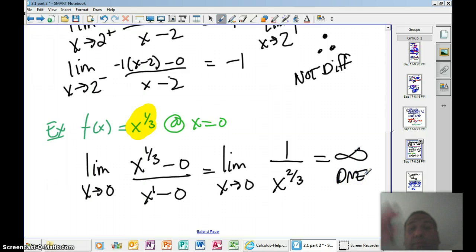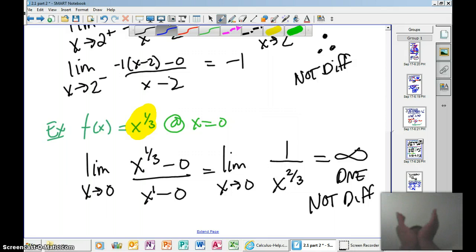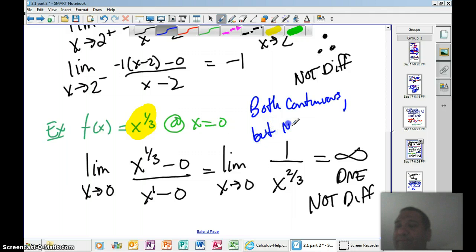Therefore, drum roll, it's not differentiable. And these two problems, both of these, you know them. Absolute value and the 1/3 power. You might not know the graph of the 1/3 power, but both are continuous, but not differentiable. That's important.